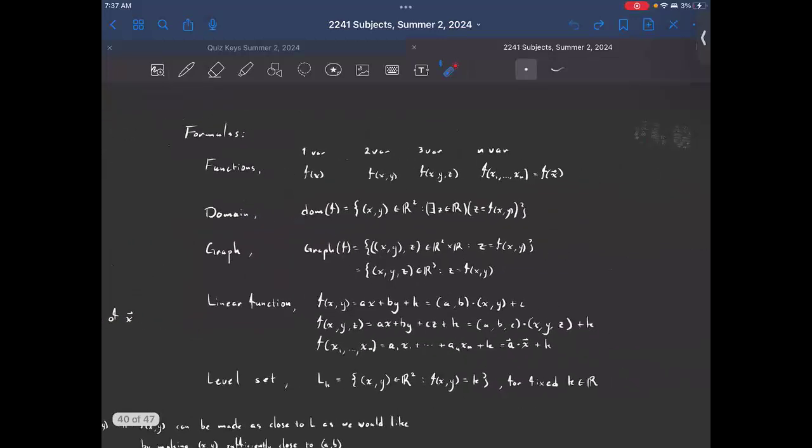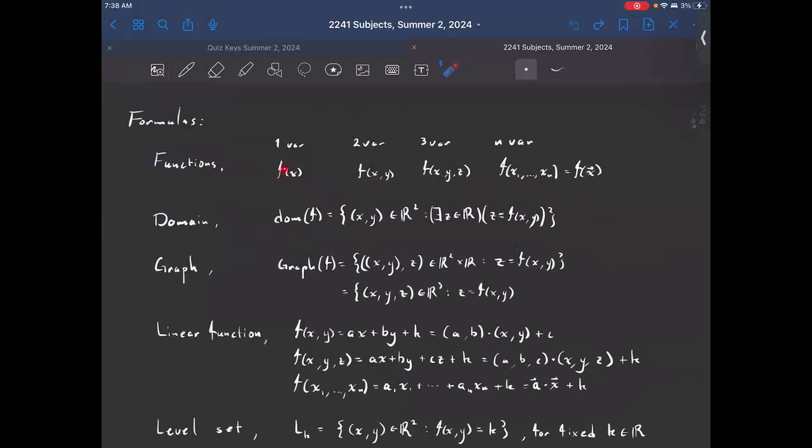All right, so next up we have our formulas. Our functions will be denoted in these ways. So we have functions of one variable with a single input x, functions of two variables with two inputs, x and y usually. Three variables will usually have x, y, and z, and n variables will usually have either indexed variables x1 to xn, or just a vector variable as sort of a catch-all for all of this.